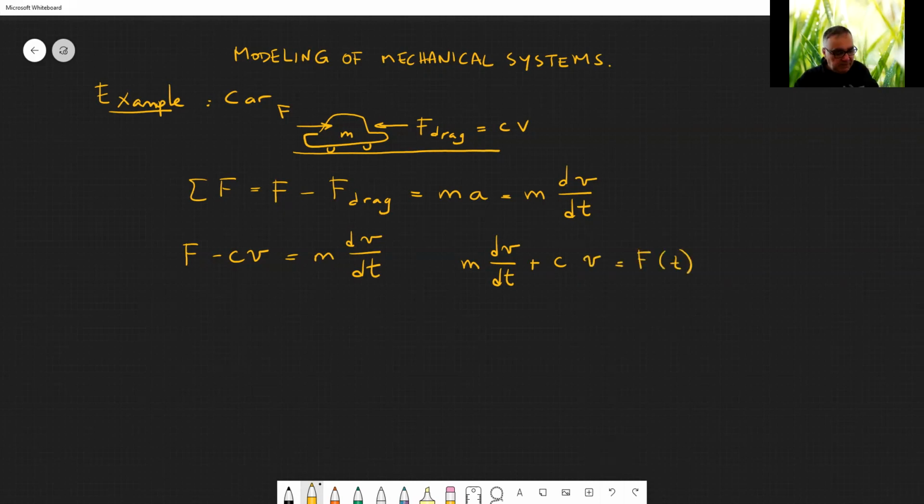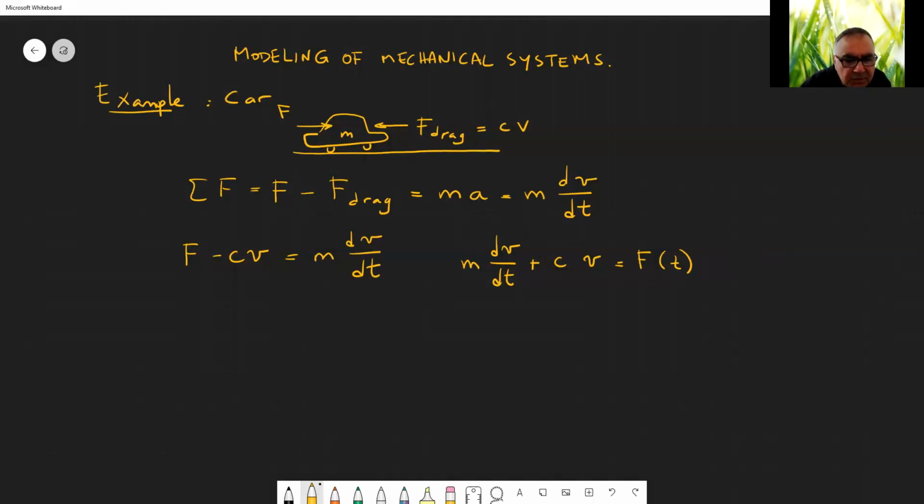Actually, f can be a function of time. Now, this is the equation that describes the equation of motion of the car in terms of its velocity. The velocity of the car obeys this equation. It is a first-order differential equation, okay? And then, depending on what kind of force you apply, that is the engine force on the car, you can find the velocity of the car over time.